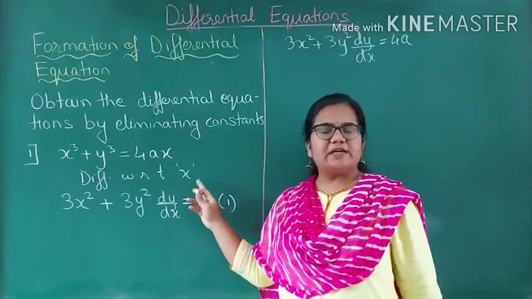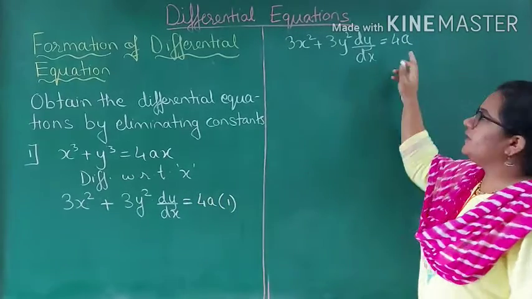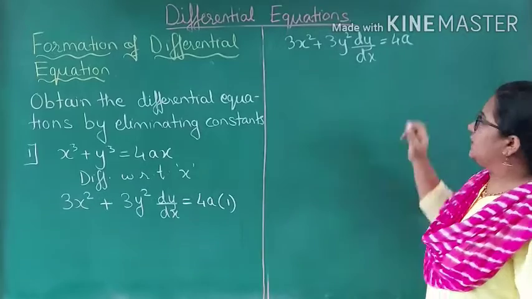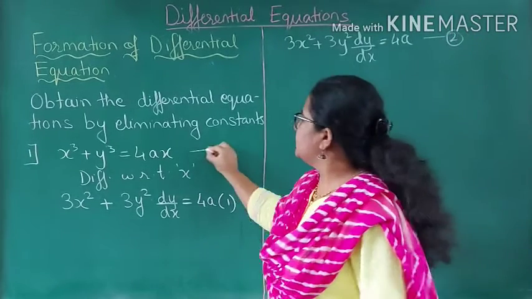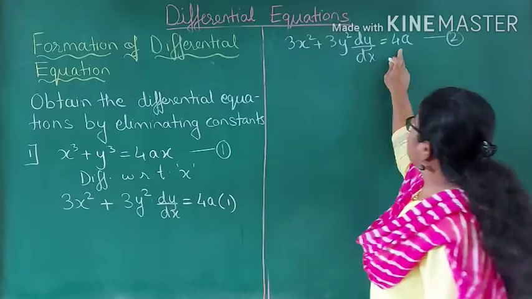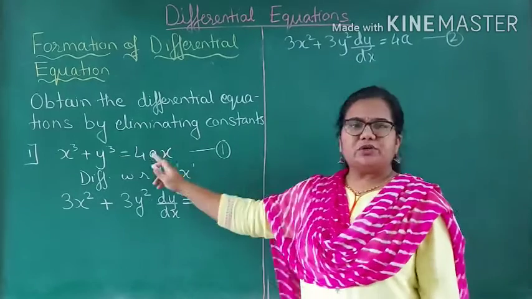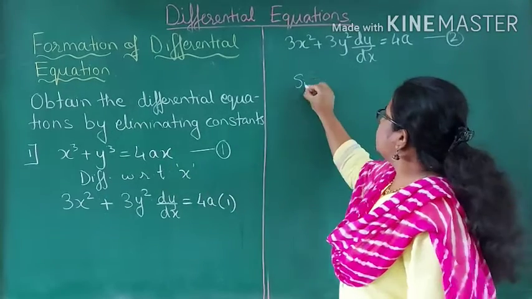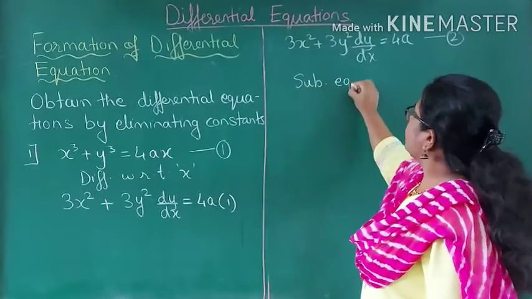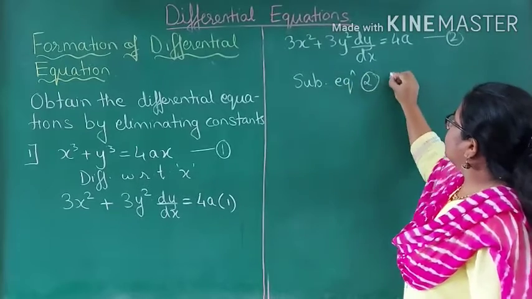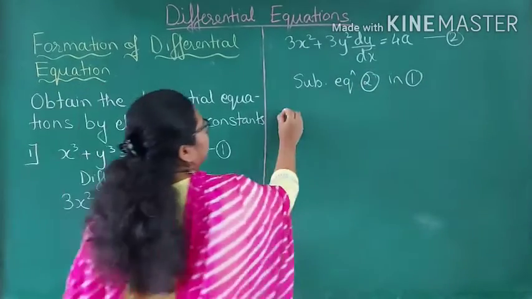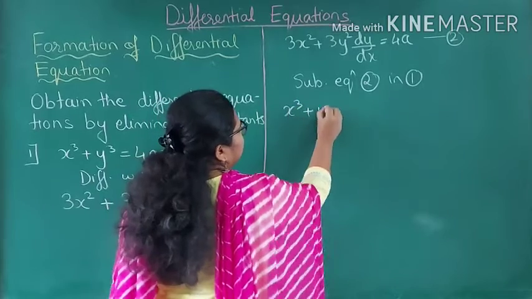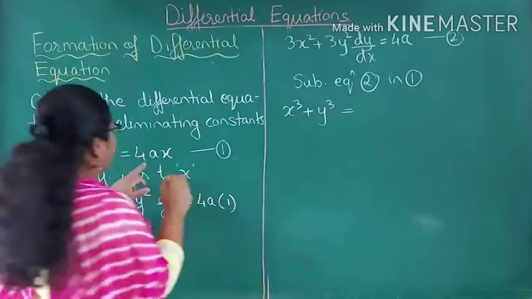Now you have differentiated once, but still the arbitrary constant has not been eliminated. So what we have to do here, I will mark this as 2 and I will mark this as 1. This value of 4a I will substitute in 1. So substitute equation 2 in 1. So what is equation 1? x cube plus y cube equal to 4a x.